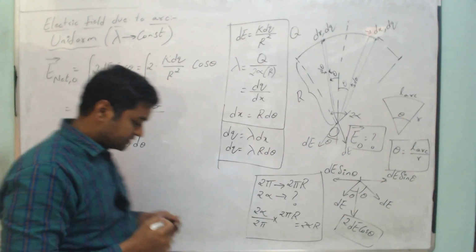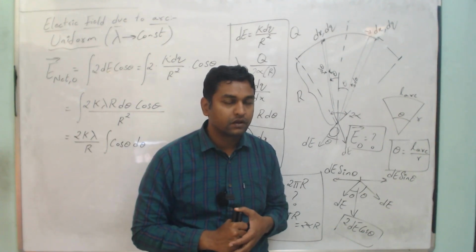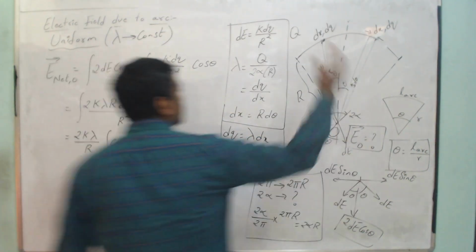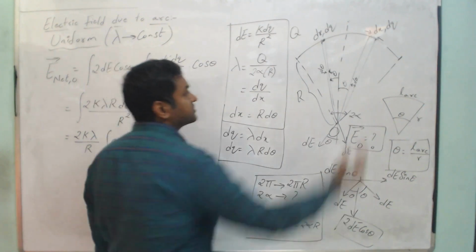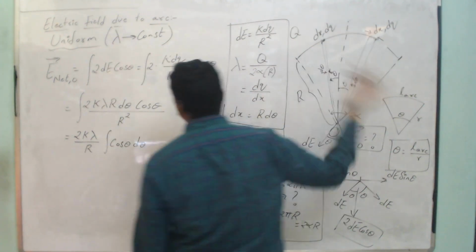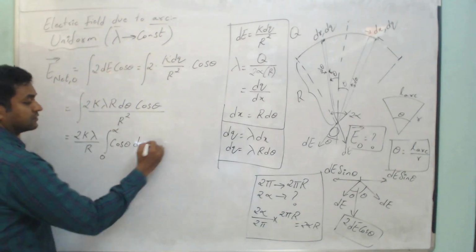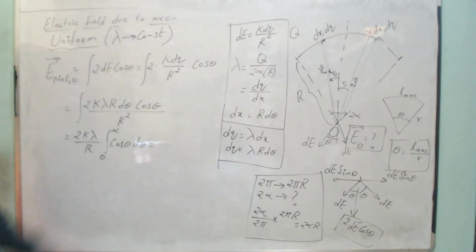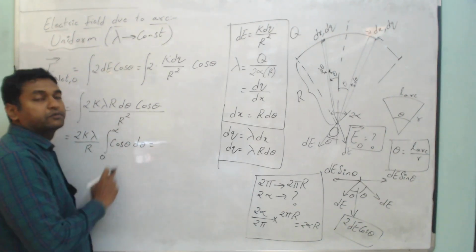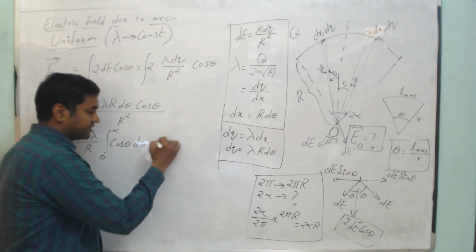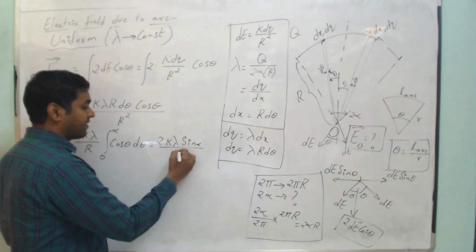Now the question is, what is the limit of theta? 0 to alpha, because total angle subtended is 2 alpha, but we are taking mirror images of the elements. So I just have to consider one half of it so that the other half is automatically covered. So it becomes 0 to alpha. What is integral cos theta d theta? Sin theta. Upper limit sin alpha. So eventually I will get this as 2k lambda sin alpha divided by r.